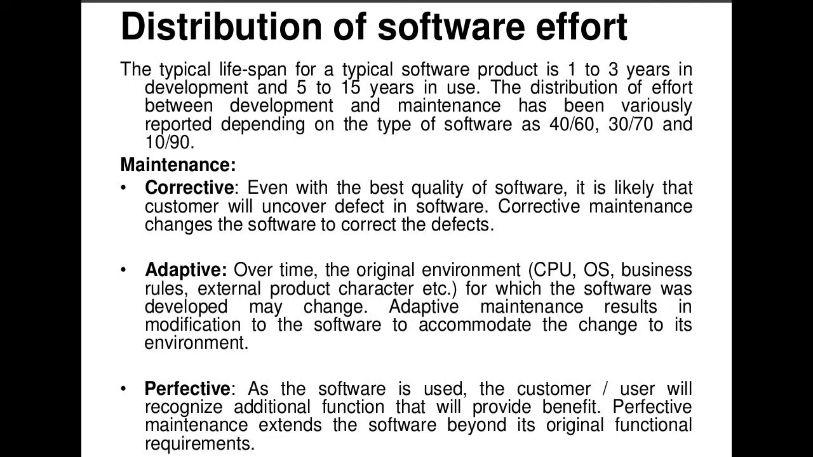So, maintenance. Number one, corrective. Even with the best quality software, it is likely that customers will uncover defects in the software. So corrective maintenance changes the software to correct the defects. Number two, adaptive. Over time, the original environment for which the software was developed is likely to change. So adaptive maintenance results in modifications to the software to accommodate changes to its environment. Number three, perfective. As the software is used, the customer or user will recognize additional functions that will provide benefits. Perfective maintenance extends the software beyond its original functional requirements.